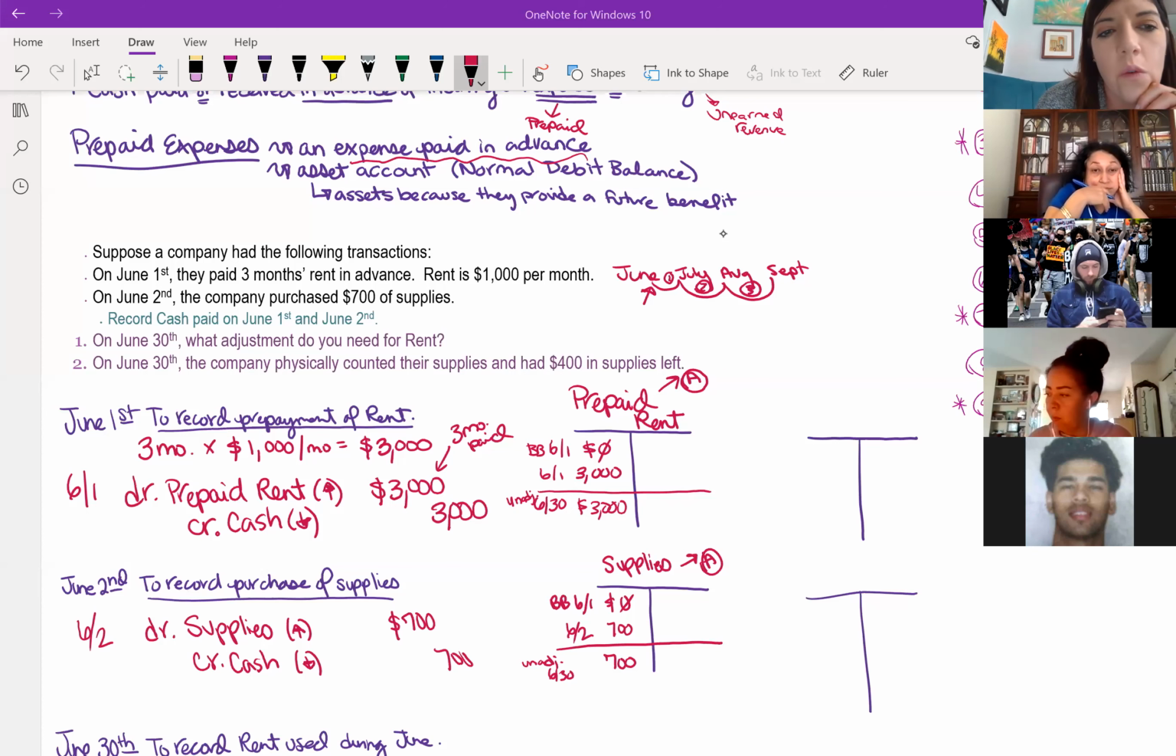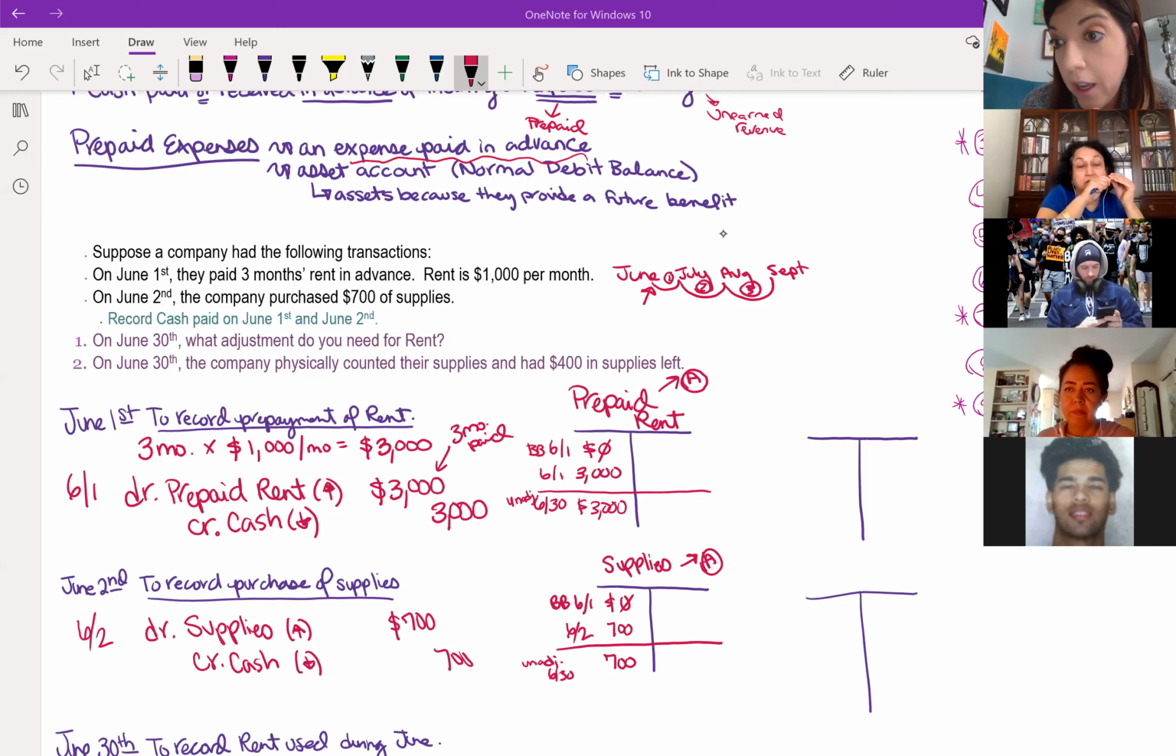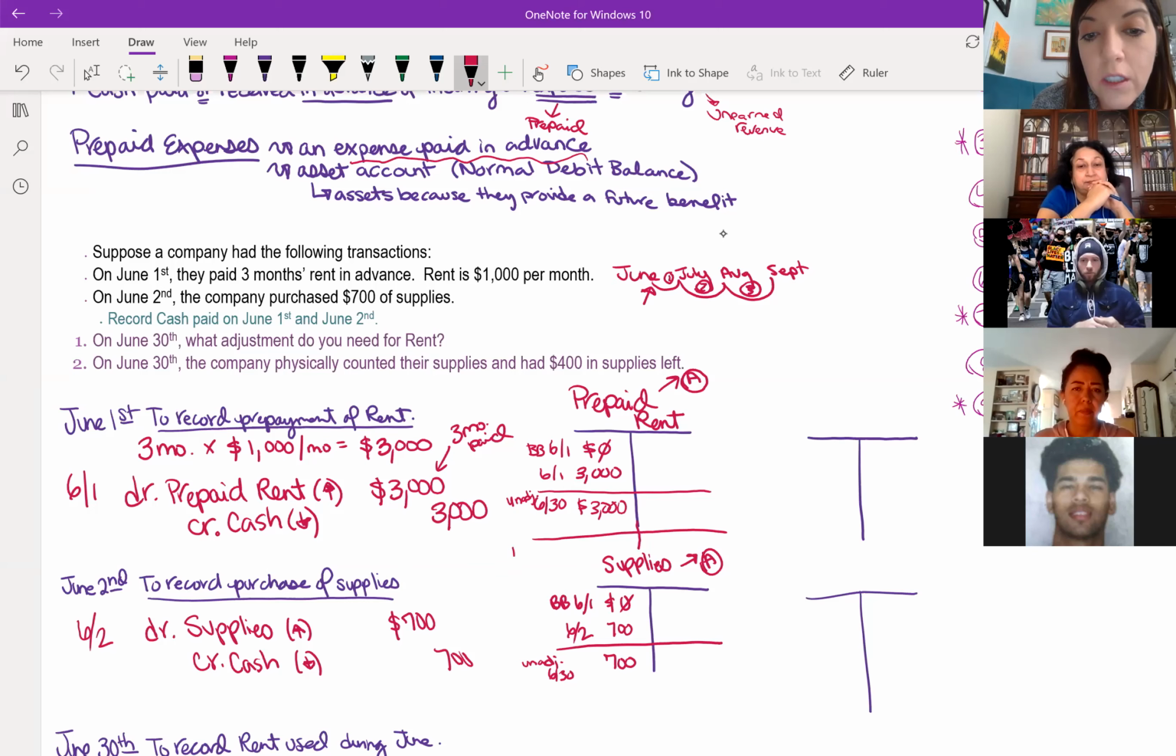For number one, what adjustment do you need for rent? What does the balance of prepaid rent need to be? Another way of looking at it: 2,000. You used up 1,000. So the adjusted balance for rent, and there are different ways of looking at it, you don't have to go this way.